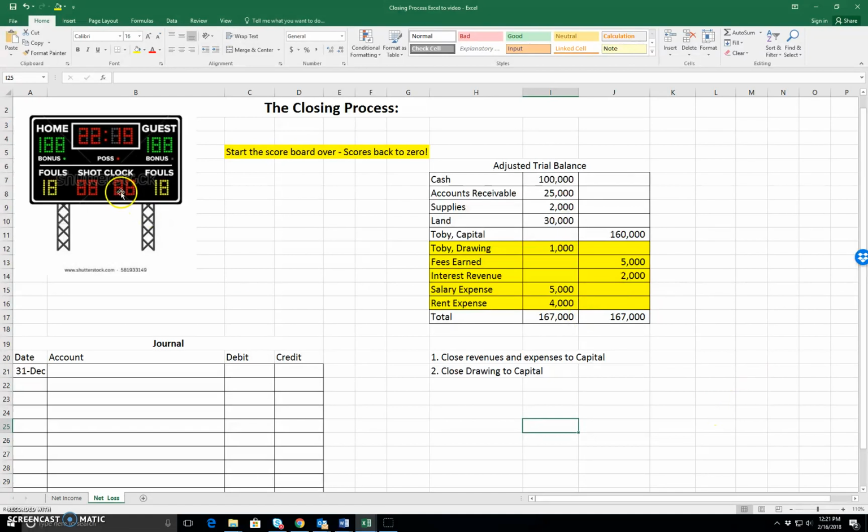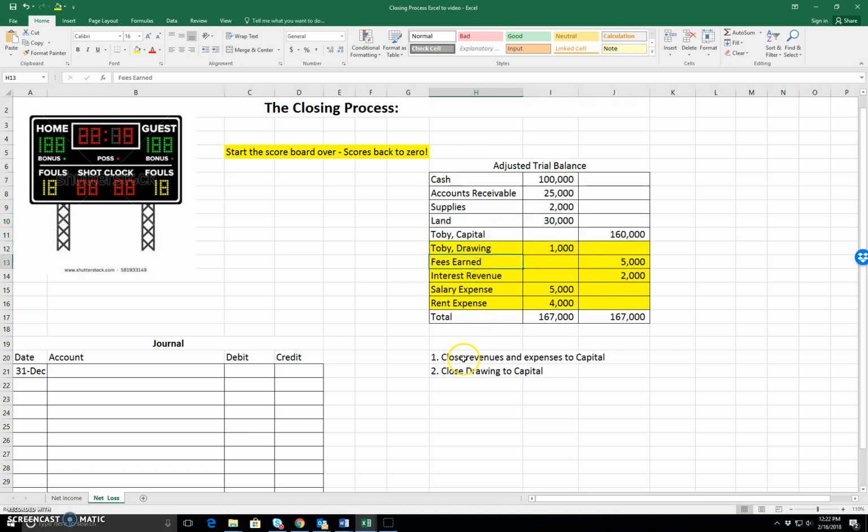So I have a picture of the scoreboard because it's just like starting a football game back over. You zero out the score so that you can keep track of the next game. We're going to keep track of the next accounting period. And so I have an adjusted trial balance here, and in yellow are the accounts that we call temporary. This means that we close these accounts. They are temporary because they start back over each period. The other accounts that are listed are considered permanent because they don't start back over. We keep their account balances going.